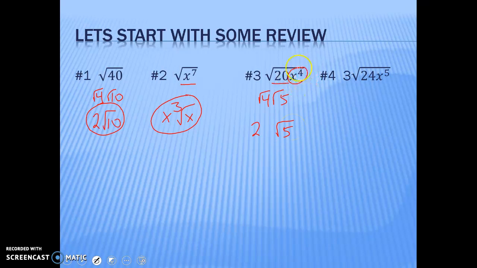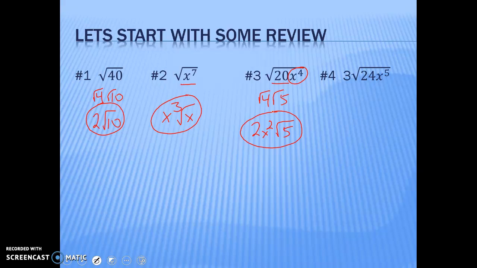Then we also have the x to the 4th. Well, how many pairs is that? That's 2 pairs, which would be on the outside of the radical. So this simplified would just be 2x squared times the square root of 5. Take a look at number 4.